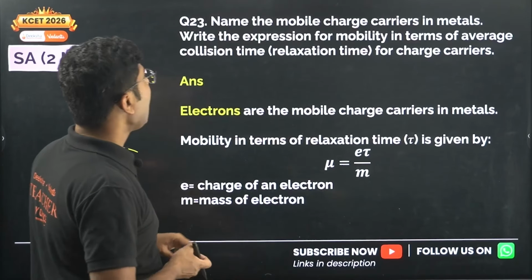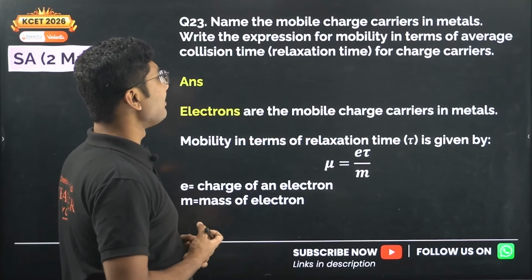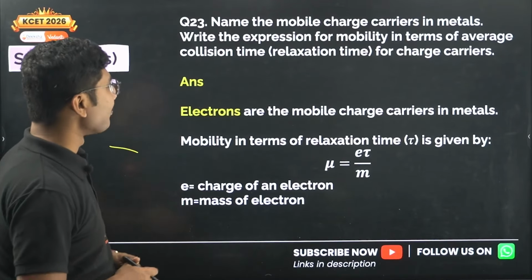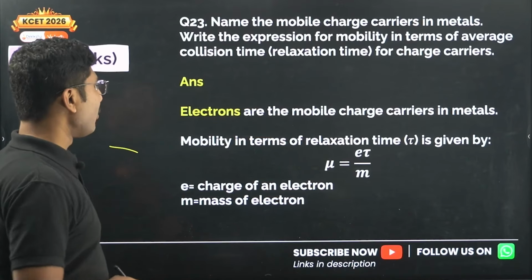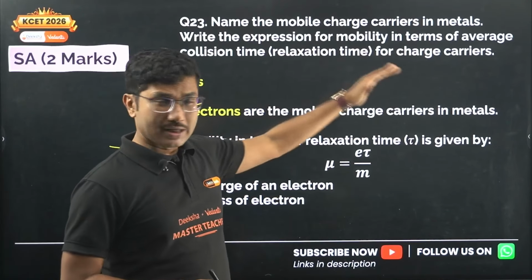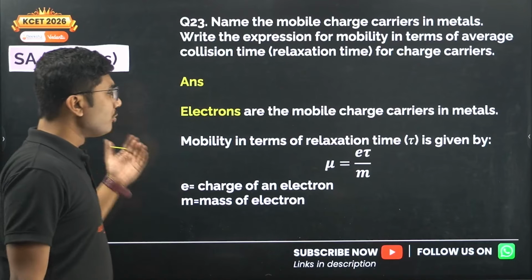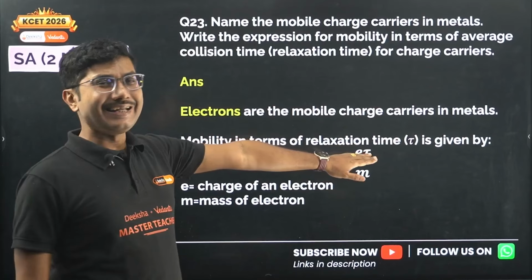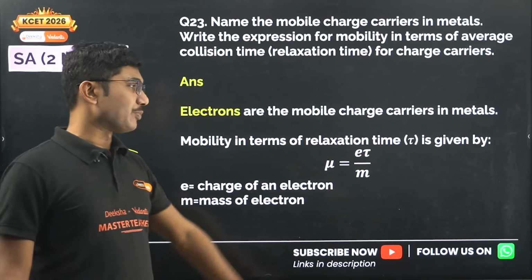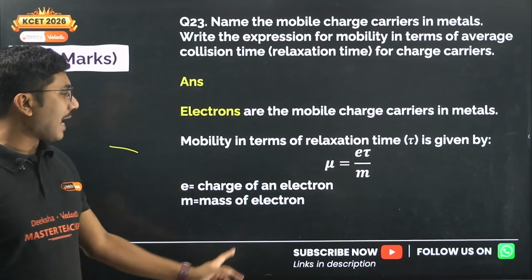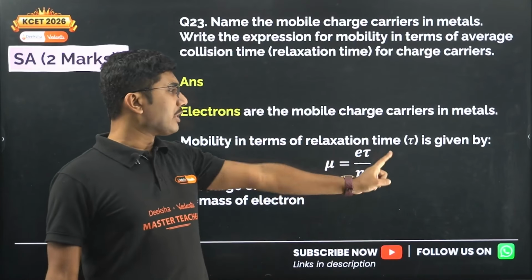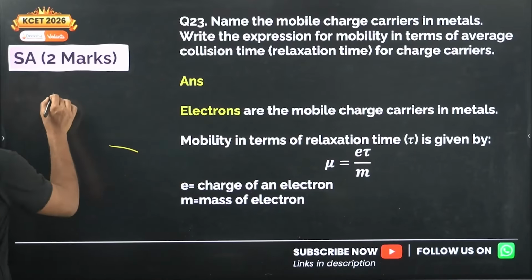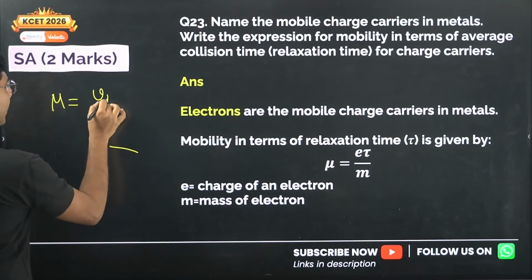Now next question: name the mobile charge carriers in metals. Write the expression for mobility in terms of average collision time, that is, relaxation time, for charge carriers. Electrons are the mobile charge carriers in metals. Mobility in terms of relaxation time tau is given by e tau divided by m, where e is the charge of the electron and m is the mass of the electron. So mu equals e tau by m. Remember this expression. Also, mu is drift velocity per unit electric field.